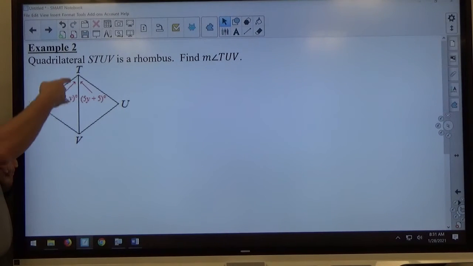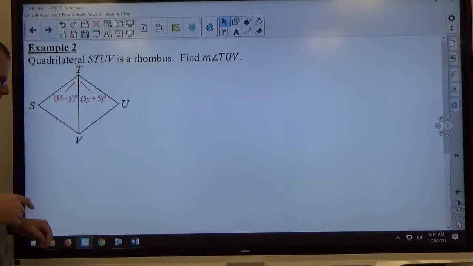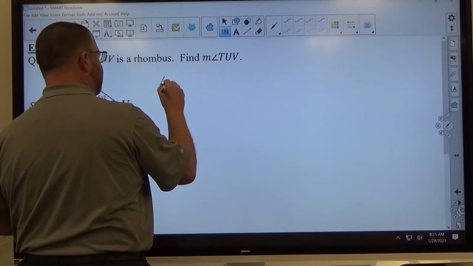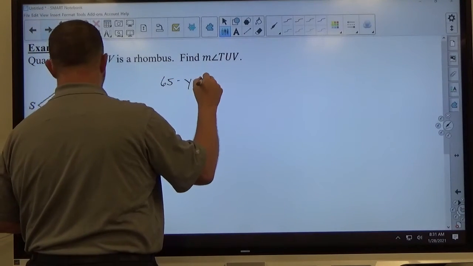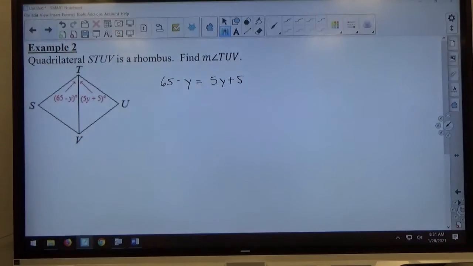So this diagonal bisects angle STU, which means these two angles must be congruent, which leads us to an equation: 65 minus y must equal 5y plus 5. Obviously, that's not going to tell me what TUV equals, but it's going to give me more information that will lead me to the information I'm looking for. Right? 65 minus y equals 5y plus 5.